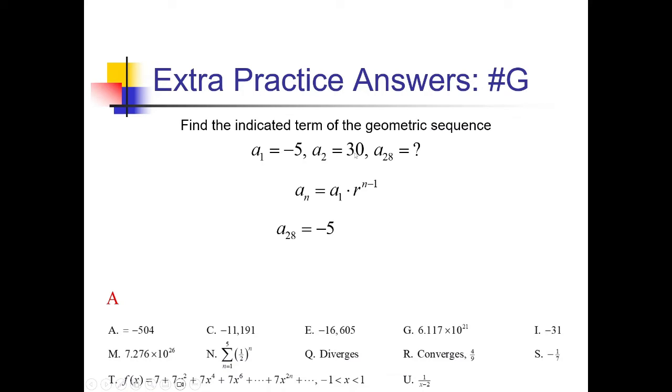To get 30 out of negative 5, 30 divided by negative 5 is negative 6. That's what I'm multiplying by each time. So r value of negative 6. And my n value, we've got 28, so we'll do 28 minus 1 for the exponent. Definitely doing this on the calculator.